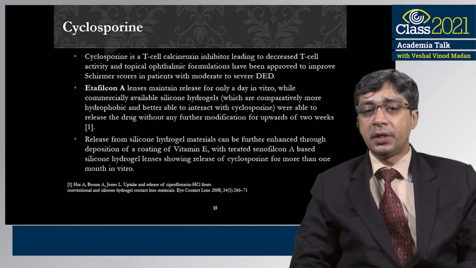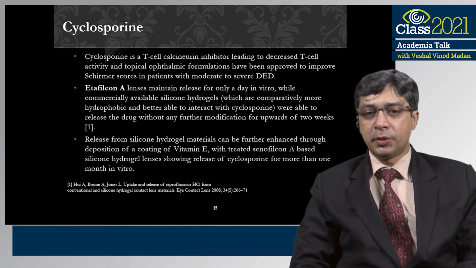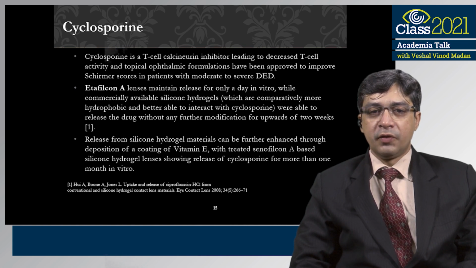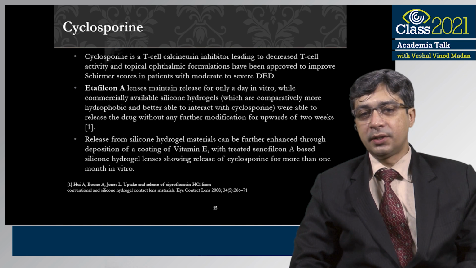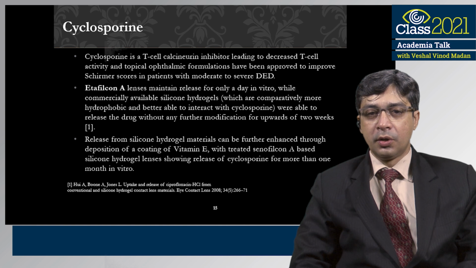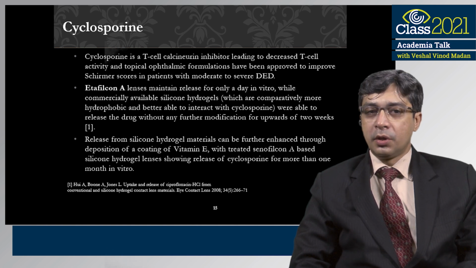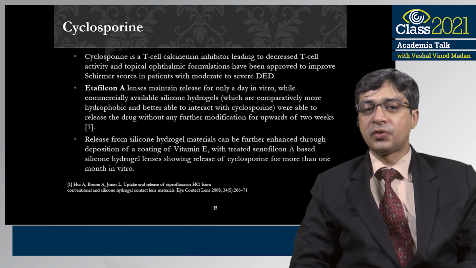Cyclosporin therapy, or T cell inhibitors, are also very commonly used to decrease the immune response in dry eye condition, which, as I have shown in the previous slides, is a cycle that repeats as dry eye increases from minimal to moderate and goes on to become severe. So to target that condition and control the inflammatory markers, we need to introduce immunosuppressants in the form of cyclosporin, and this has been shown to be very useful.